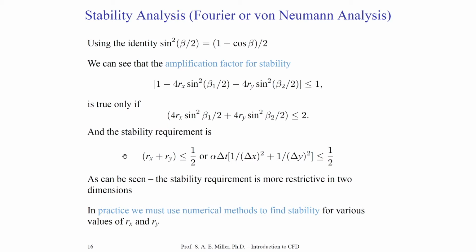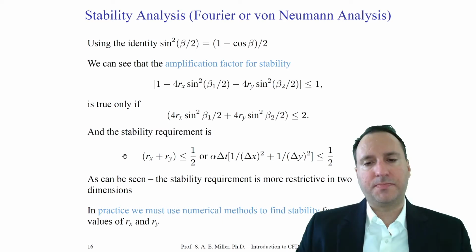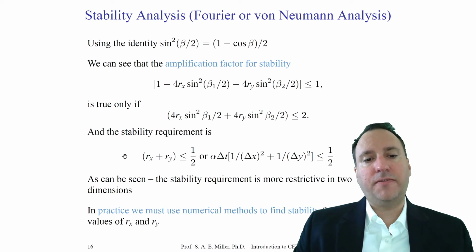So these conditions must, of course, be true for the scheme to be stable. The stability requirement is more restrictive in 2 dimensions, and it's even more restrictive in 3 spatial dimensions. So even though we're using the same discretization and time marching scheme, the stability requirements change in multiple dimensions. Now in practice, we often use numerical methods to find stability itself.